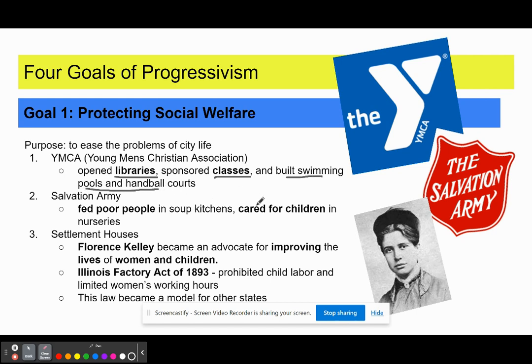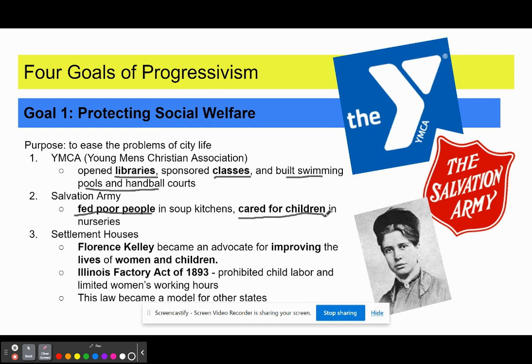So, recreation. The Salvation Army, and you've probably seen this maybe outside of a store around the winter holidays, where there's someone with a red bucket ringing a bell. And if you have some change in your pocket, you throw a couple of coins or dollars into the Salvation Army bucket. What the Salvation Army did was they fed poor people, which they still do today, in what they called soup kitchens. And they also cared for children in nurseries.